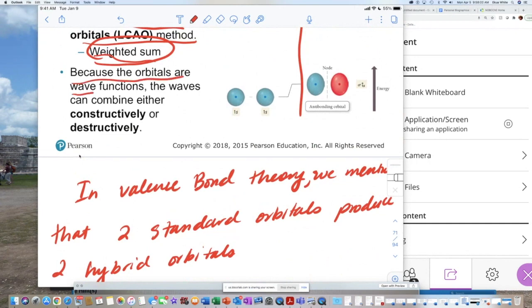Because the orbitals are wave functions, the waves can combine 2 different ways. They can combine constructively. When they do that, the waves are in sync. And so there are times when we use the term sync to indicate getting along.